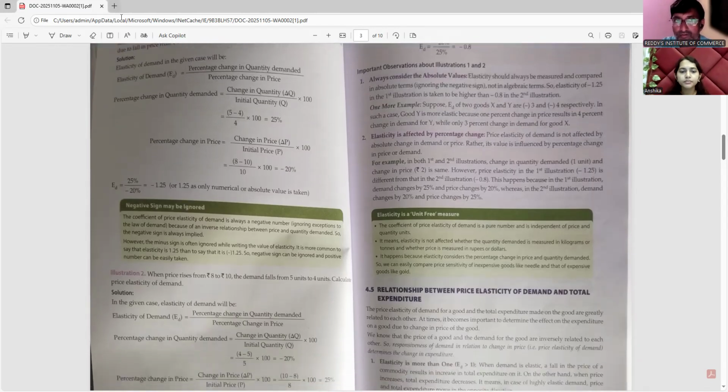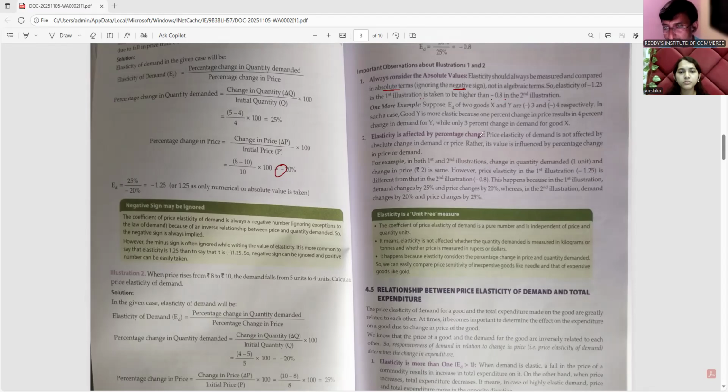So some important points are there. Now always consider the absolute values. Elasticity should always be measured and compared in absolute terms only. Absolute terms, it means what? Ignoring the negative sign. You need to ignore the negative sign like this. Got it? So not in algebraic terms. So elasticity of demand of 1.25 in illustration 1 is taken to be higher than 0.8 in the second illustration, etc. Right? So these are the explanation.